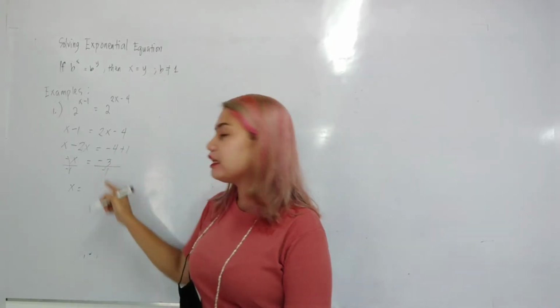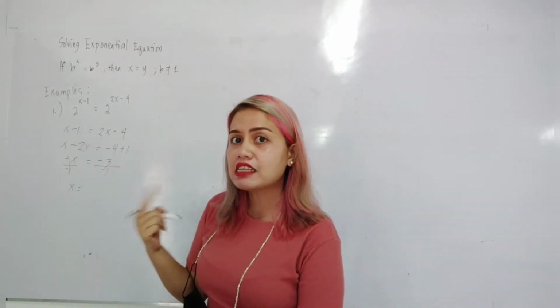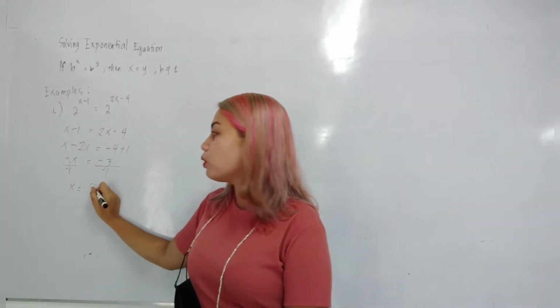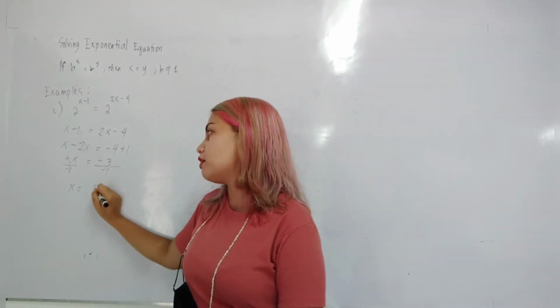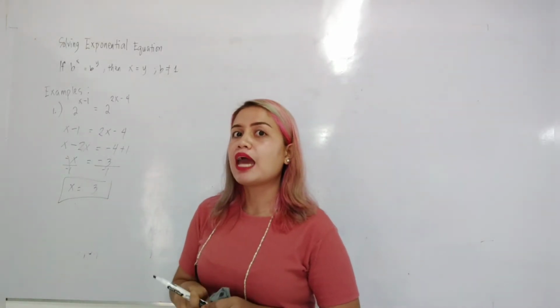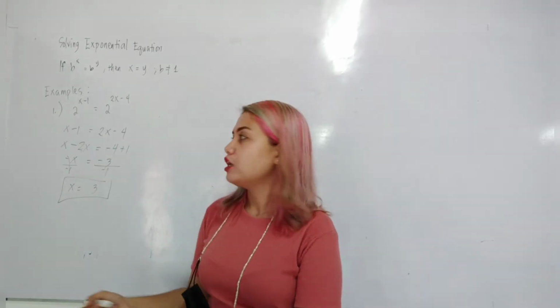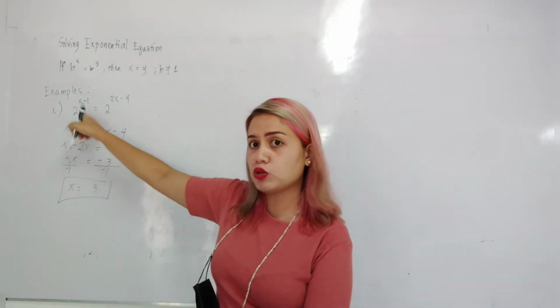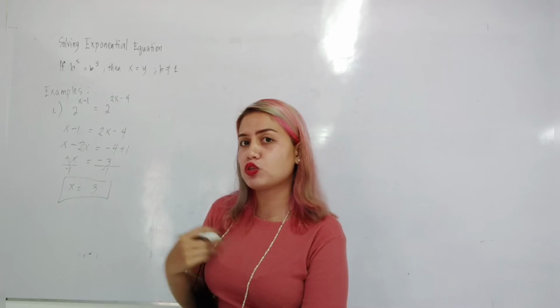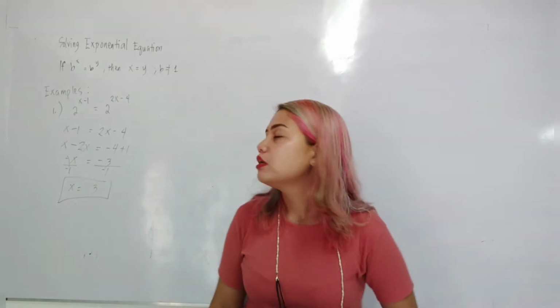Then you'll have negative 3 divided by negative 1. Remember, dividing like signs will result in a positive result. So the result of our exponential equation is x is equal to 3. You can also do some checking in order for us to check whether we have the correct value of x.